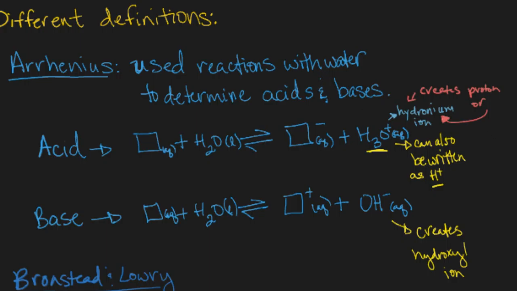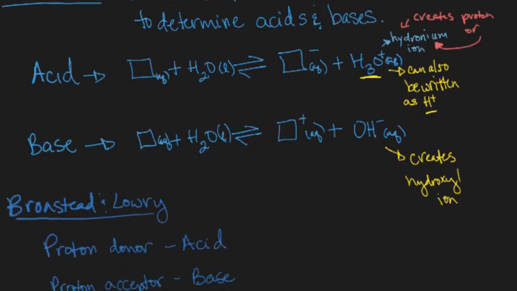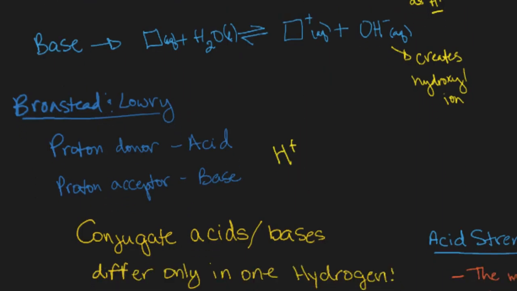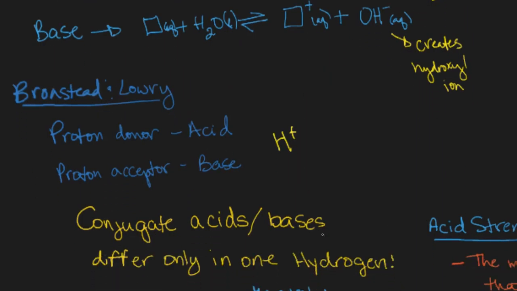But a couple of guys came along and said, well, not all acid-base reactions occur with water. Sometimes water is completely absent from the reaction that's acidic and basic in nature. And they decided to look at protons. What's happening to the proton? If it's being donated, it's usually an acid. And if it's being accepted, it's usually a base. Not usually, it is a base, sorry. So conjugate acids and bases, as a result, differ in just one hydrogen in these reactions.